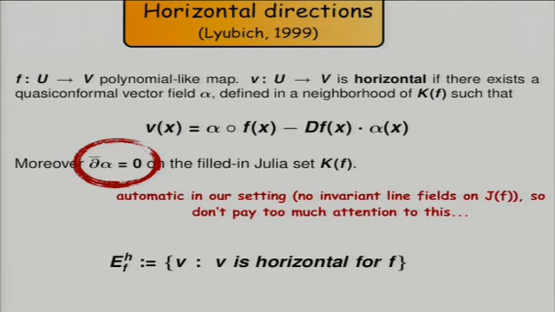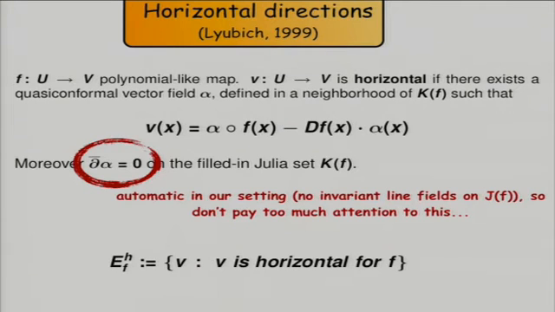So if you have a polynomial-like map, and if you don't know what a polynomial-like map is, think of a polynomial, everything is going to work more or less. So pick a polynomial-like map. You say that a function is horizontal with respect to this map if there exists a quasi-conformal vector field that satisfies this cohomological equation. Okay? And I'm also going to assume that d bar is 0. But you don't need to worry about this, because in your case it's automatic. You don't have invariant line fields for this map, so don't worry about it.